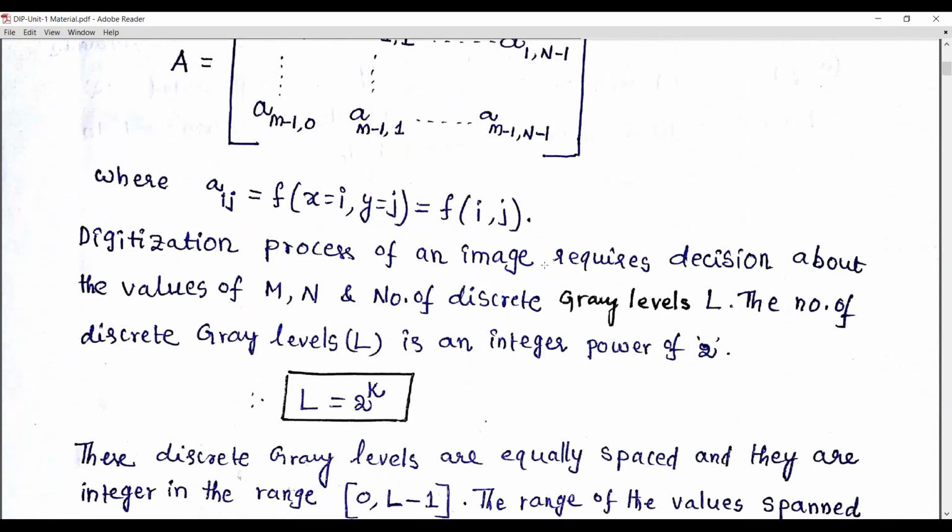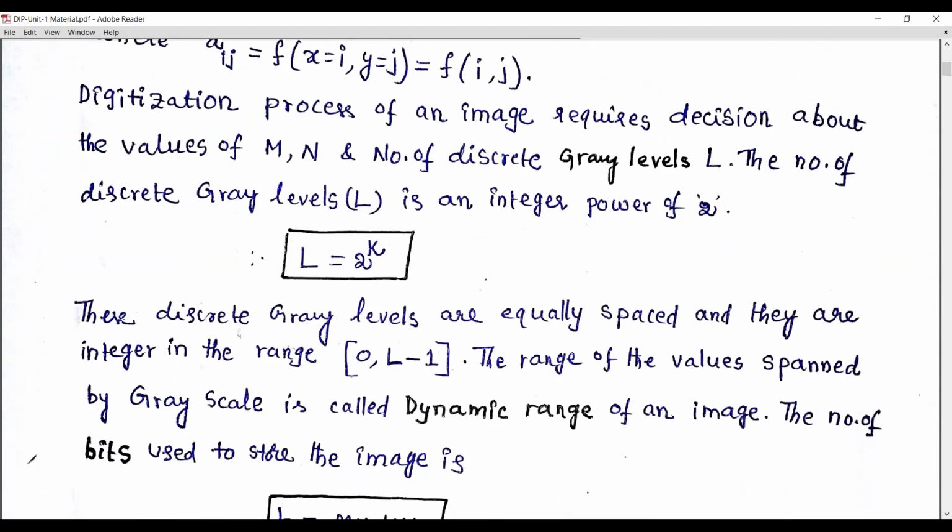Generally, the digitization process of an image requires a decision about the values of M, N, and the number of discrete gray levels, that is capital L. The number of discrete gray levels in an image is L equal to 2 power k. This is a very important point you have to remember. These discrete gray levels are equally spaced and they are integers in the range 0 to L minus 1. Remember this 0 to L minus 1. This is the dynamic range of an image, that is, the range of the intensity levels present in the image.